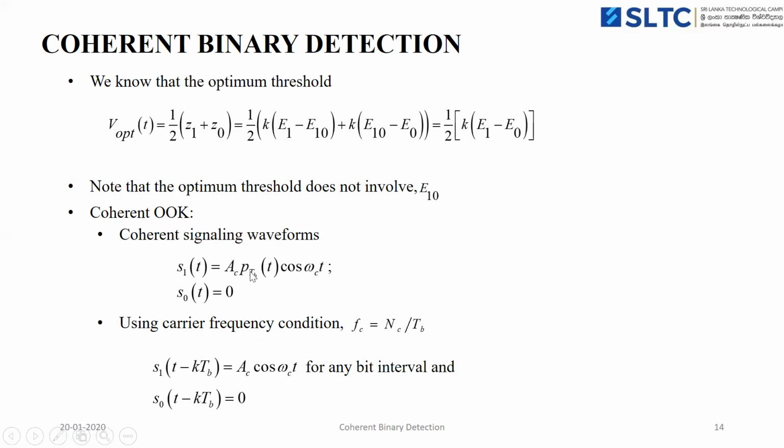The switch is in the on condition, which is denoted by A_C P_TB of t into cos omega_c t, where A_C is the carrier amplitude, P_TB of t is the rectangular pulse, and the carrier term is cos omega_c t. We can apply the relation between carrier frequency and bit duration. So we can write this signaling waveform as S1 of t minus kT_B equal to A_C cos omega_c t. Because from this rectangular pulse we are taking the bit duration T_B, we are writing the signal waveform by time shifting.